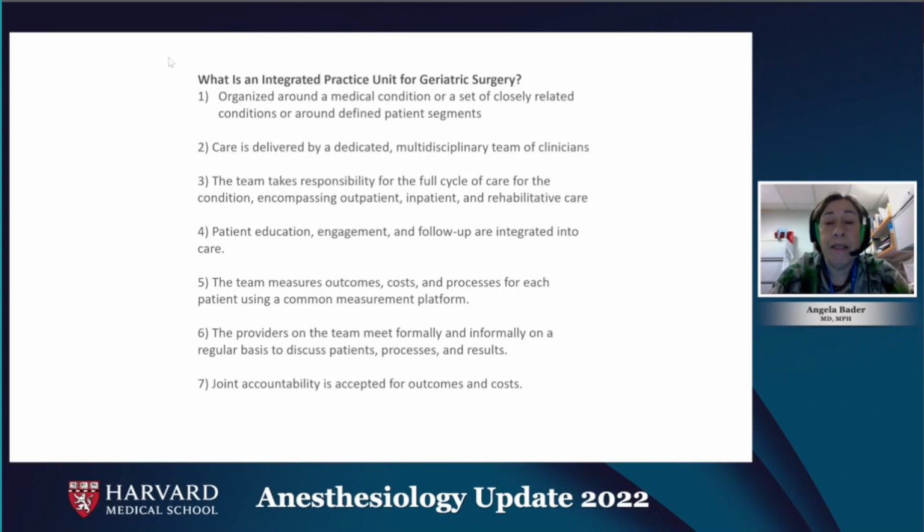Care is delivered by a dedicated multidisciplinary team of clinicians. The team takes responsibility for the full cycle of care, outpatient, inpatient, and post-op. Patient education, engagement, and follow-up are integrated into care. The team measures outcomes, costs, and processes for each patient using a common measurement platform. And the providers on the team meet formally and informally on a regular basis to discuss patients, processes, and results. Joint accountability is accepted for outcomes and costs.